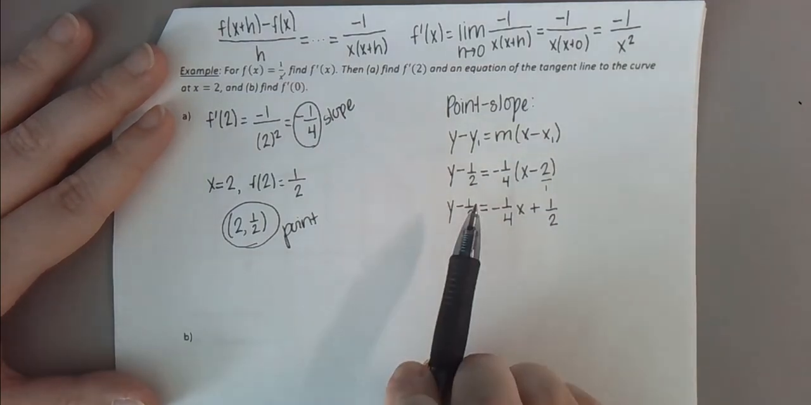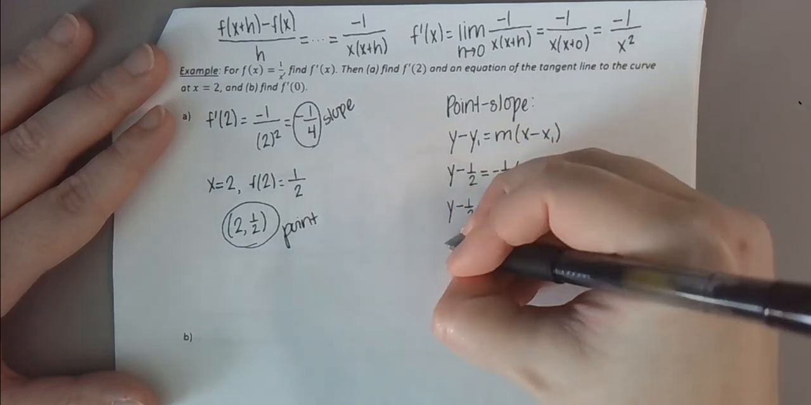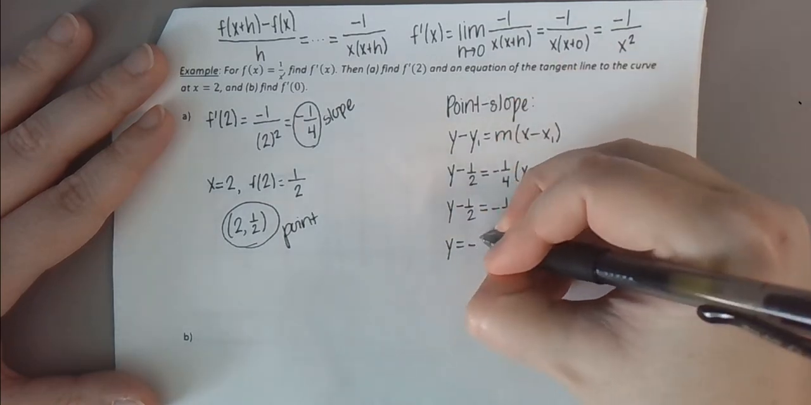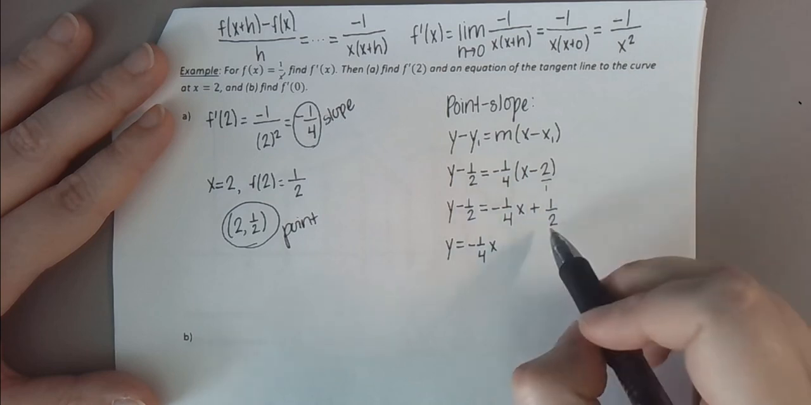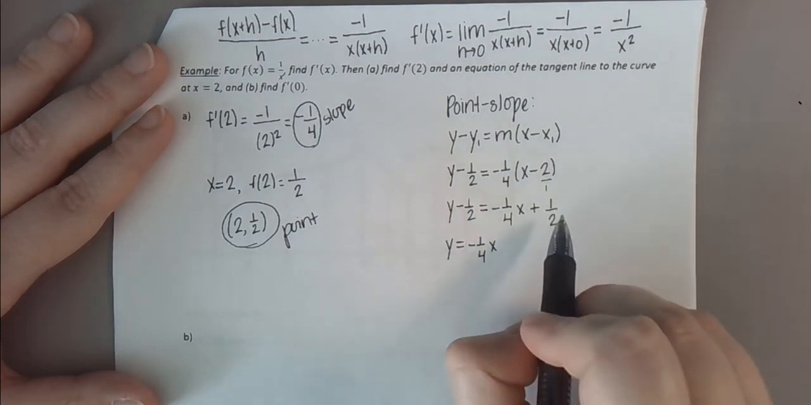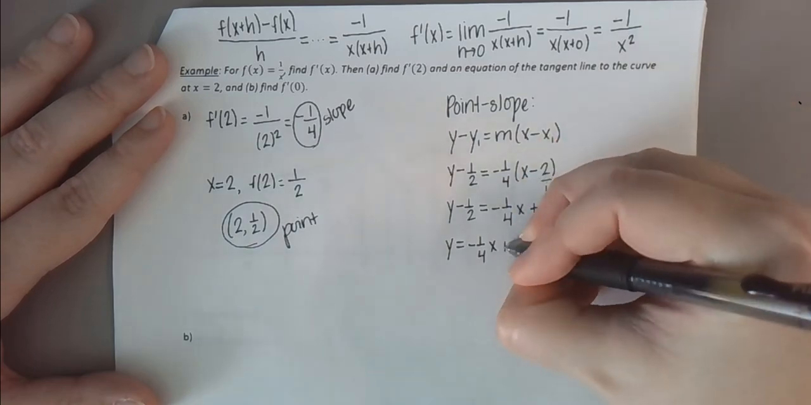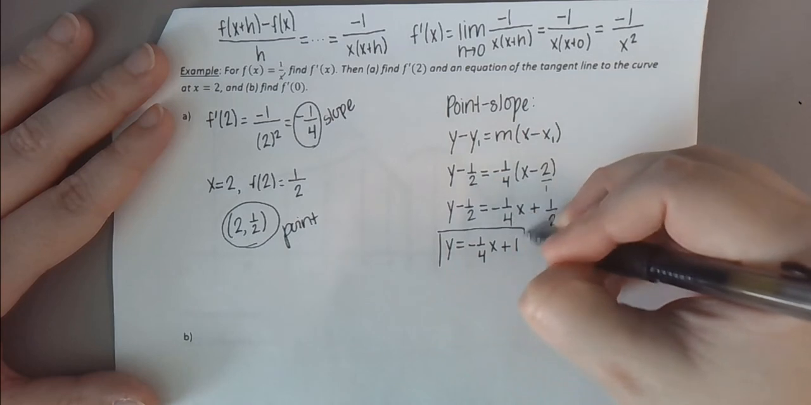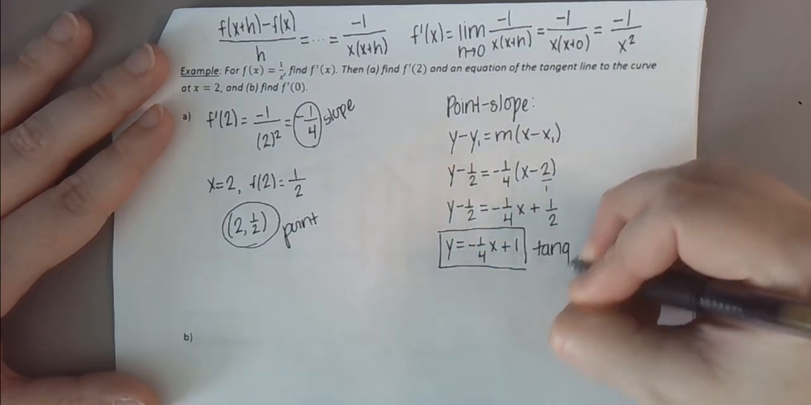Okay, now we need to isolate our y, add this 1/2, move it over. So that's not going to affect negative 1/4 x, that term is finished. Okay, but we're taking an existing 1/2 and then we're adding another 1/2. So 1/2 plus 1/2 is going to give us positive 1. So that is going to be the equation of our tangent line.